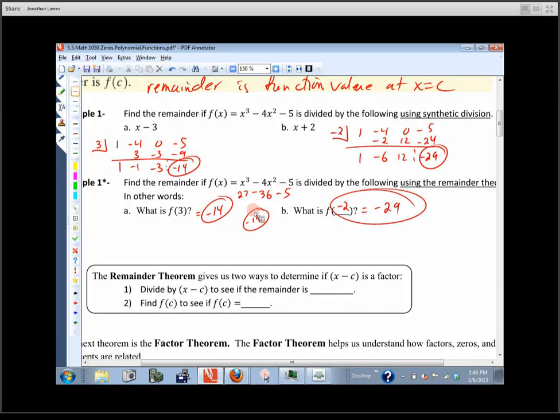Now, the thing you do need to keep track of is, remember, this is x minus c, so it's the number that goes in the box. It's the opposite of the number that would be in the factor, so to speak. Does that make sense? Okay, a little weird, but that's pretty easy, isn't it? So you can either find the function value by plugging it in, which we already know you could do, but you could also find the function value by finding the remainder. Just do synthetic division. Does that make sense?